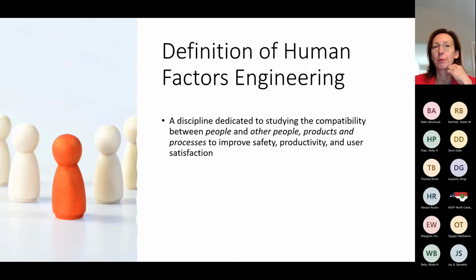I'm going to start out with just a little bit about human factors engineering, because it is also a very broad area, but the definition that I use and have used for years in all my classes is that it's a discipline dedicated to studying compatibility between people and other people, products, and processes to improve safety, productivity, and user satisfaction. It really is. I mean, everything by the time you get up until you go to bed, you are working with something, some person, another person, products, or processes that a human factors engineer has helped develop.